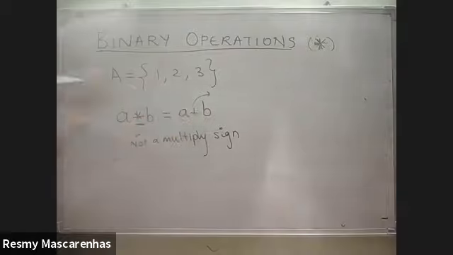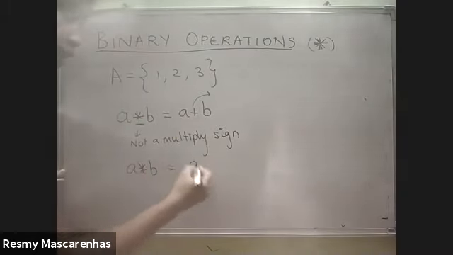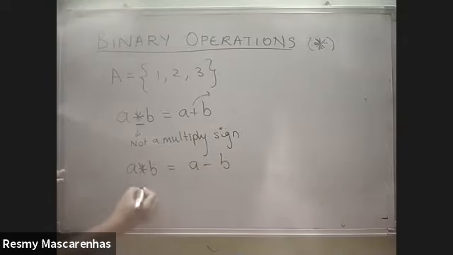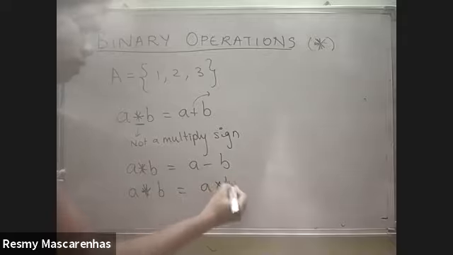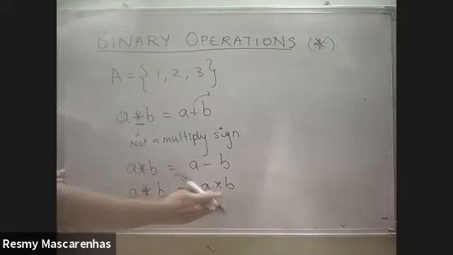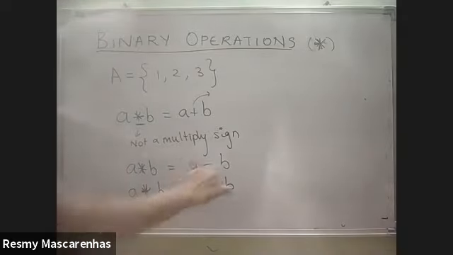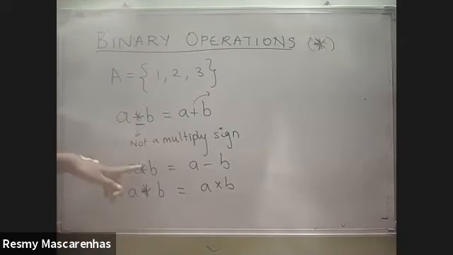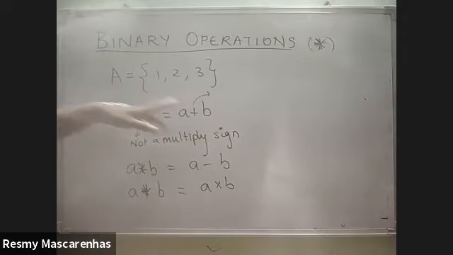Now, this is A plus B. You could also have A minus B. You could also have A into B, where this is a multiply sign. So A into B, or A divided by B, or anything. This is just a common sign for a binary operation, not a multiply sign. Do not get confused between multiply and this. This is only to tell you that they are related.